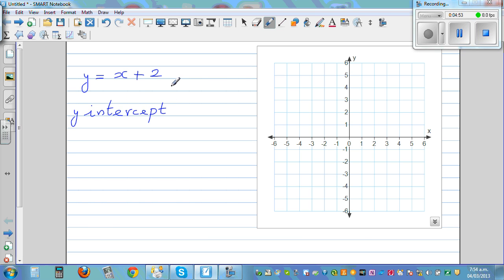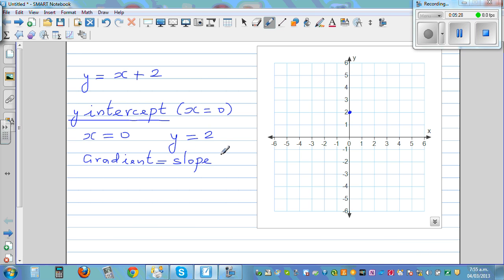The y-intercept is when x is equal to 0. This is also a good thing to remember: the y-intercept is when x is going to be 0. When x is 0, you can very clearly see y is equal to 2. So that's one clear point, that's the y-intercept. The next is the gradient. Gradient is also called, in some books, slope.